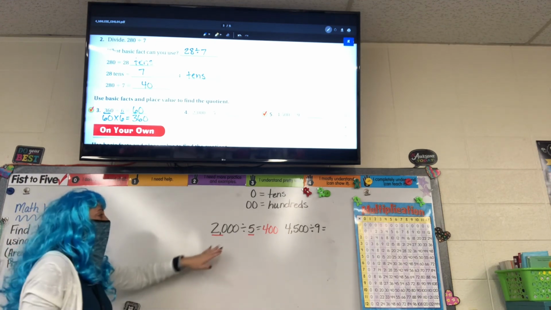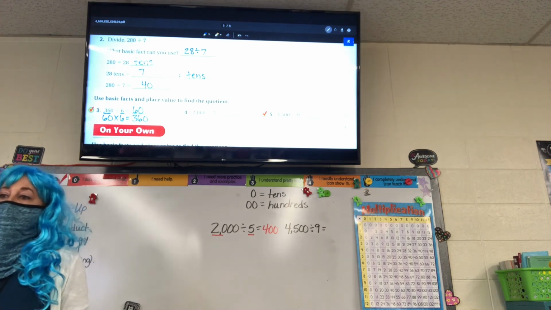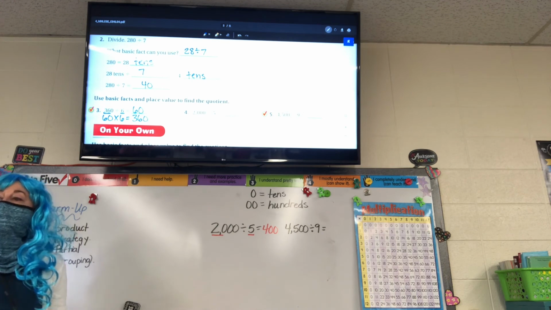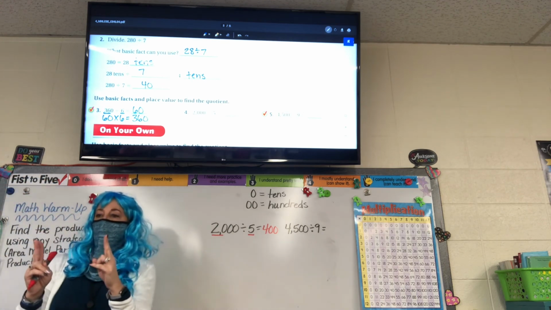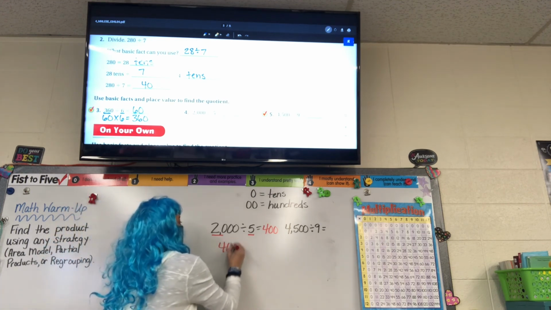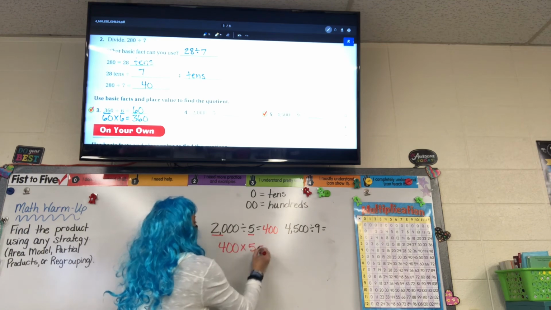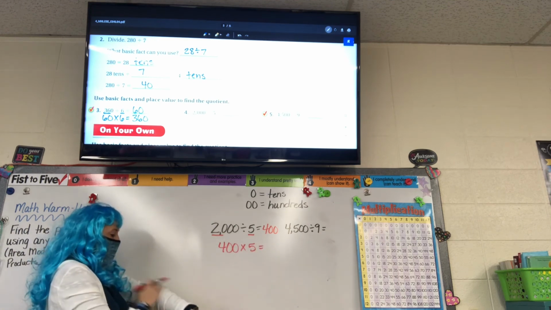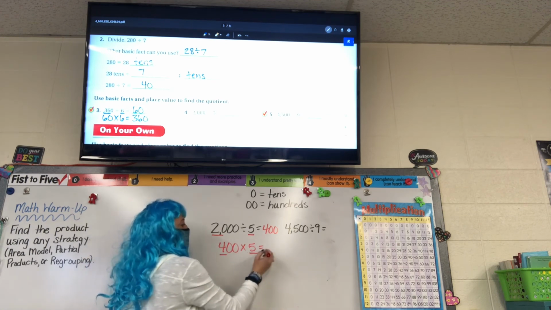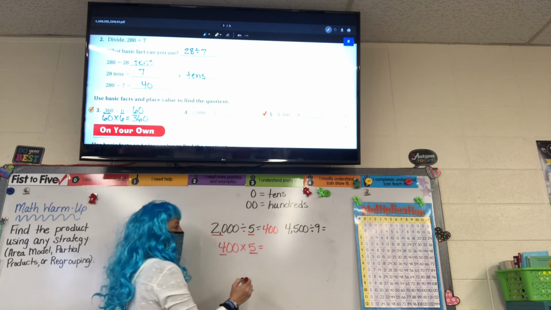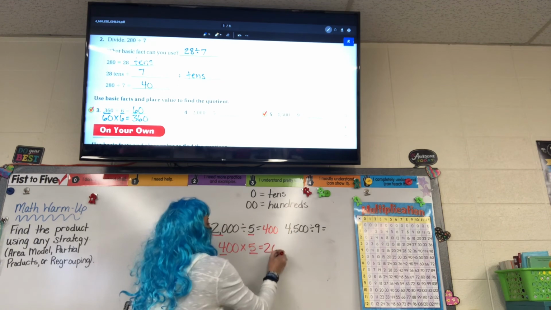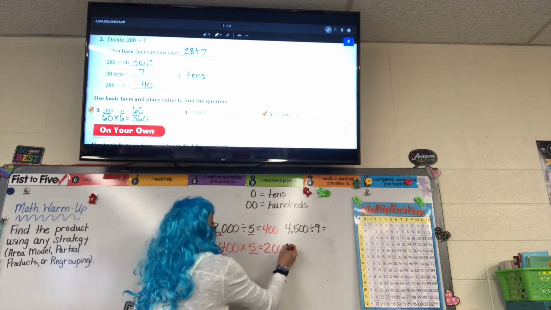Ella, how can we check and make sure that this is right? Just tell me the 2 numbers I multiply together to begin with. 400 times 5, and how do you do that, Ella? 4 times 5 is your basic fact. And what's that equal? 20. Okay, and then you add 2 zeros. Bingo. Very good job, guys.